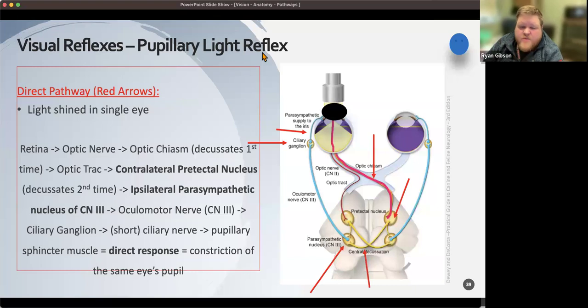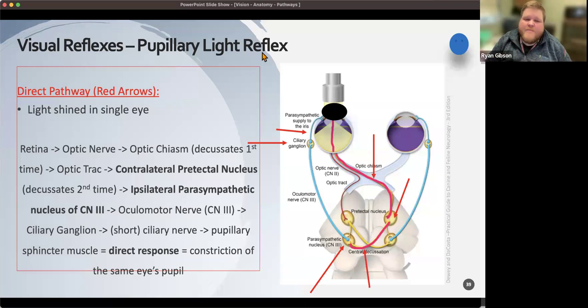And so what we've done is we've come in, the majority of our fibers crossed at the optic chiasm, went down to the pretectal nucleus. When we stimulate the pretectal nucleus, the majority of fibers are going to cross again. And these are going to cross to the parasympathetic nucleus of cranial nerve 3. Cranial nerve 3 involves the oculomotor function of the iris. This parasympathetic nucleus pretty much all revolves around the iris.